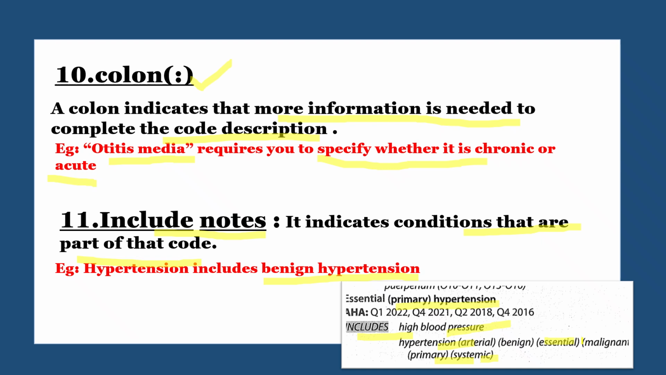If the document states arterial hypertension, then we have to code essential hypertension. No need to search for another code, as includes means high blood pressure is part of essential hypertension. That's it.